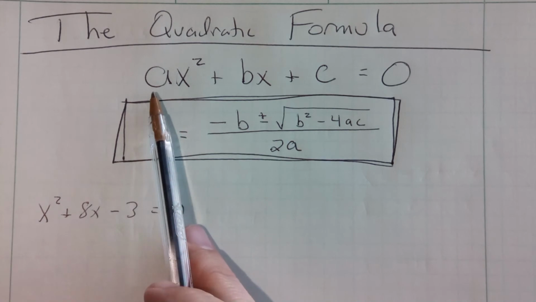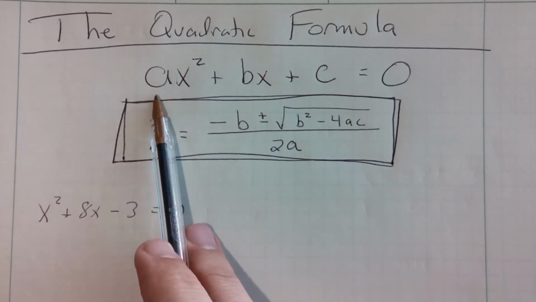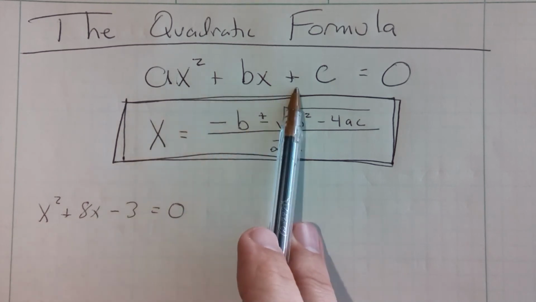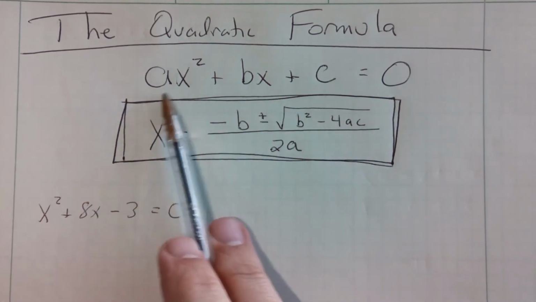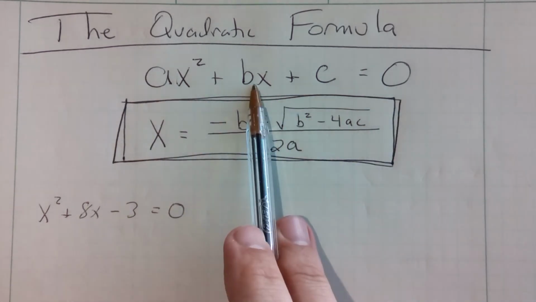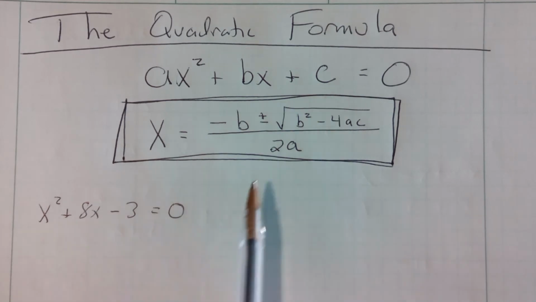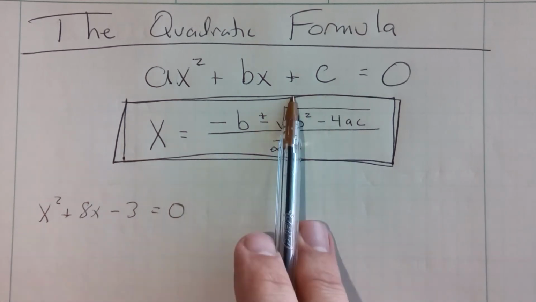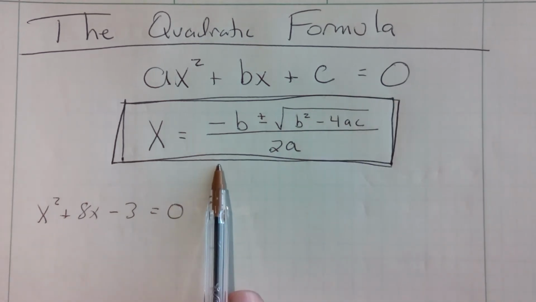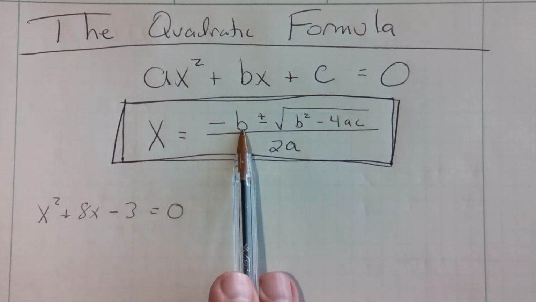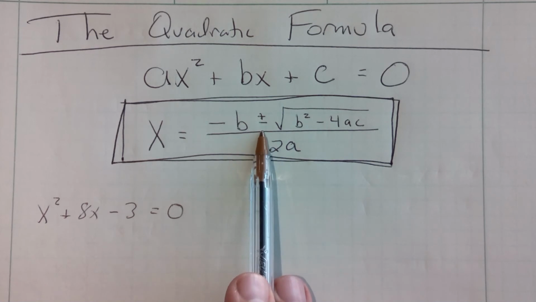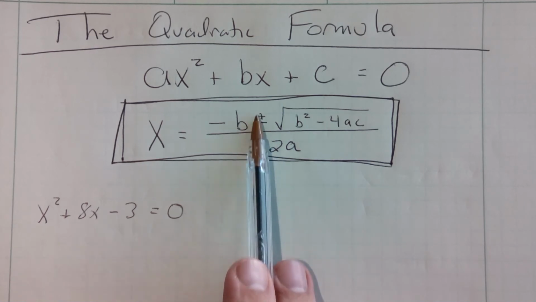But all quadratics can be written in this standard form, which is a number times x squared plus a number times x plus c equals 0, or ax squared plus bx plus c equals 0, where a, b, and c are numbers. We can solve this equation, as long as it's equal to 0, by using this formula. This is called the quadratic formula, where we take the opposite of the b value, and we're both going to add it and then subtract it, because we're going to get two solutions. So we'll add once, and then we'll subtract once.